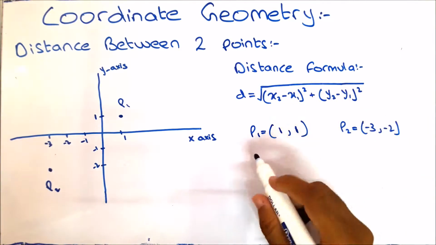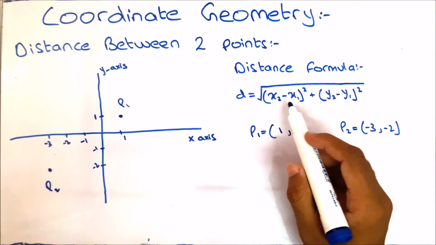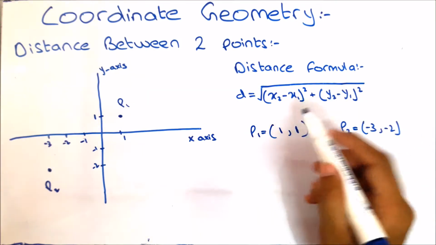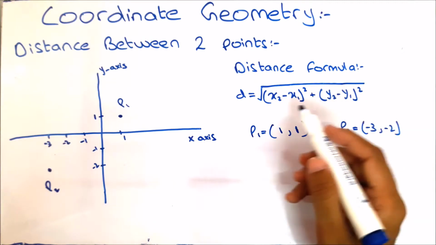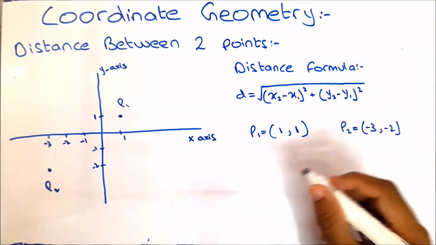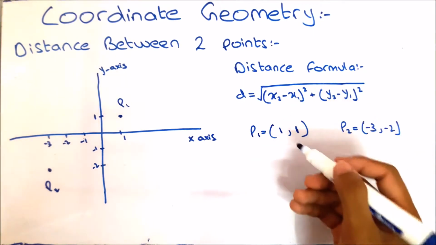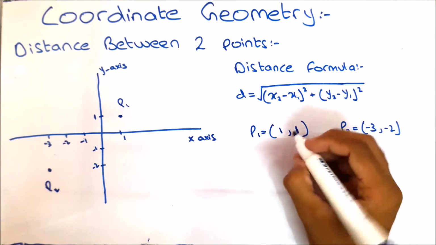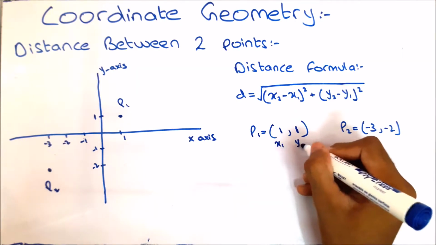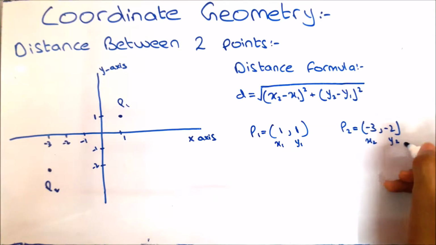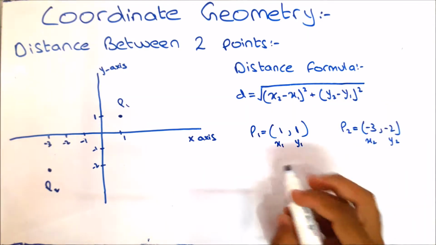Okay, here we assign the 1s and 2s. The x1 and y1 correspond to 1 point, and x2 and y2 correspond to the other. So here let's assign the 1 to these ones. Here we have this x1 and y1, and here we have x2 and y2. Let's just put these values in the formula.